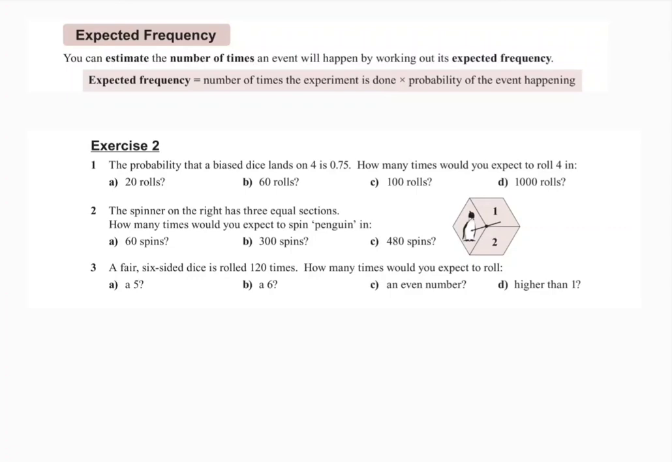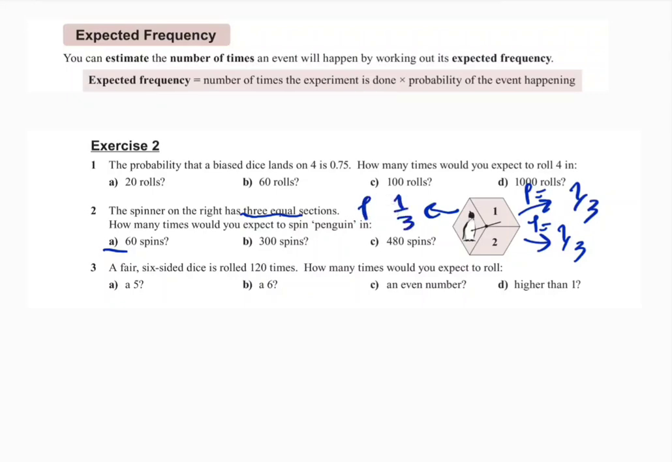Now, in the second question, we have a spinner on the right which has 3 equal sections. I'm going to highlight that here because this is important. Then it asks how many times would you expect to spin a penguin in 60 spins? In the first sentence, it says that it has 3 equal sections, which means that the probability of getting each of these, 1 or 2 or penguin, is 1/3. That's because they're all equal sections, so they have the same probability. It's like a fair spinner, if you like.